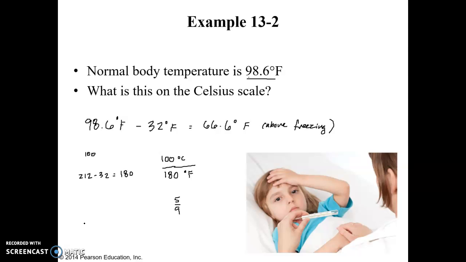So we can take our degrees Fahrenheit, subtract 32, and then multiply it by this ratio of 5/9. So 66.6 degrees Fahrenheit multiplied by 5/9, and we get 37.0 degrees Celsius. So if you were concerned you had a fever and you measured your temperature with a Celsius thermometer and found that your temperature was 37 degrees, then congratulations, you have normal human body temperature.